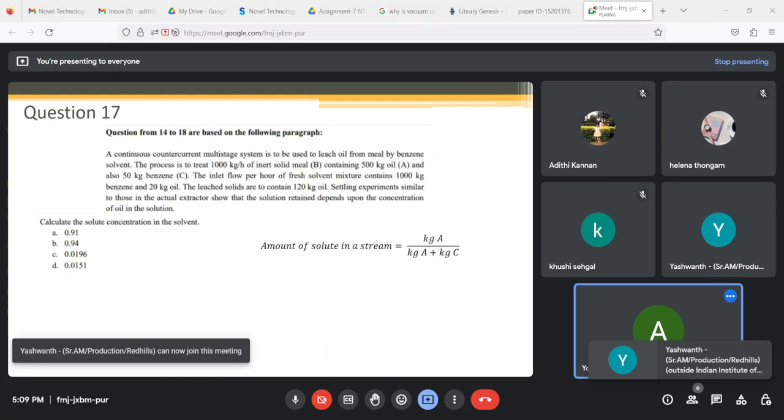Amount of solute in a stream is equal to A divided by A plus C. That is solute divided by solution. So in the solvent stream, you have 20 kgs of oil, and your C is 1000 kgs. So 20 divided by 20 plus 1000, that comes out to be 0.0196. That is your solute concentration. Answer is C.